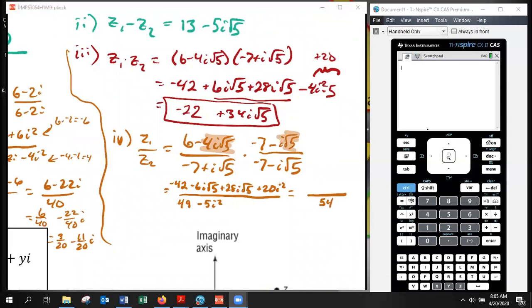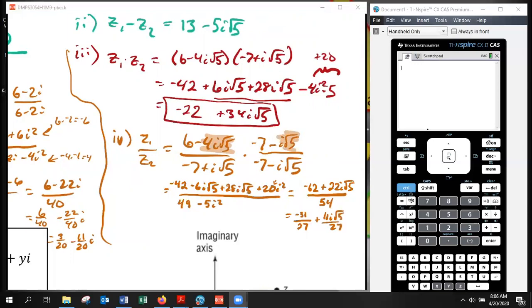Our numerator, if I take the -42 and the positive 20i squared, which is -20, that would be -62. And then plus 22i√5. And then let's reduce. We can reduce, all of these are even numbers. So that would be -31, and half of 54 is 27. So -31/27 plus 11i√5 over 27.